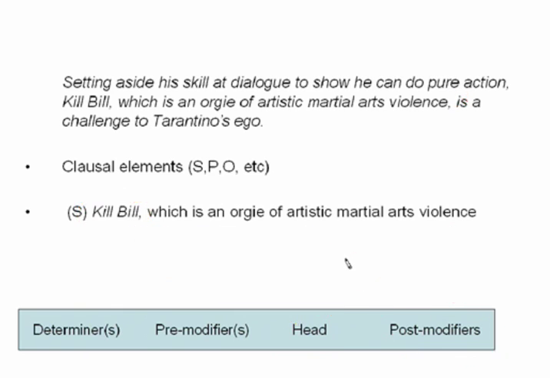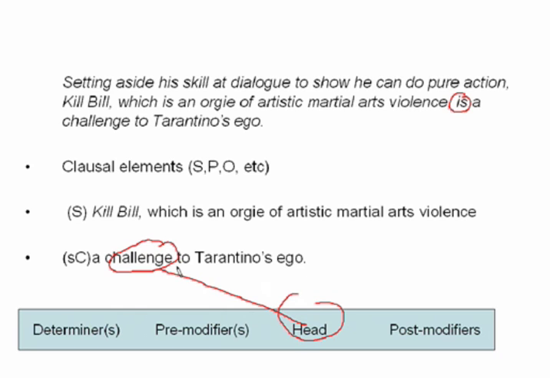If we look at the subject complement now, a challenge to Tarantino's ego. So Kill Bill, remember this was the finite verb, Kill Bill is something. So is Kill Bill a Tarantino's ego? Is it an ego or is it a challenge? This here is the head. This here is a post-modifier and a is a determiner.